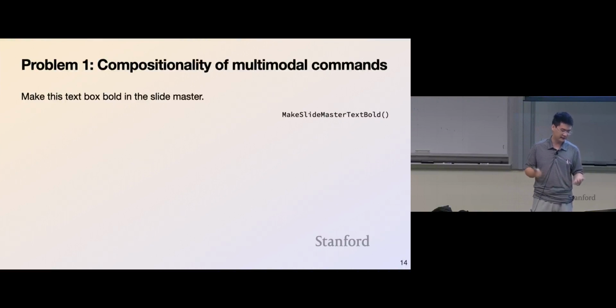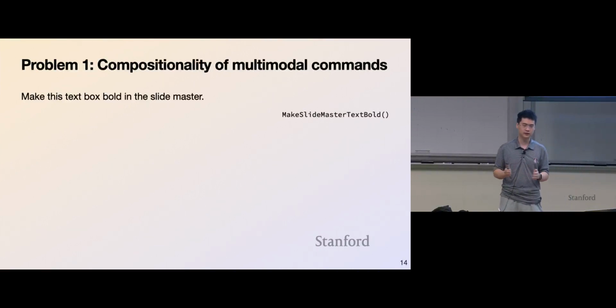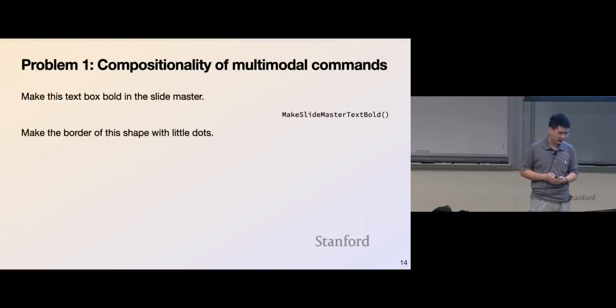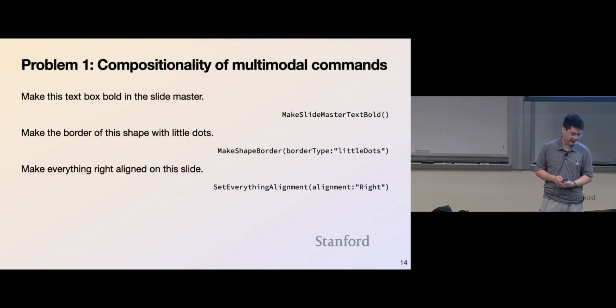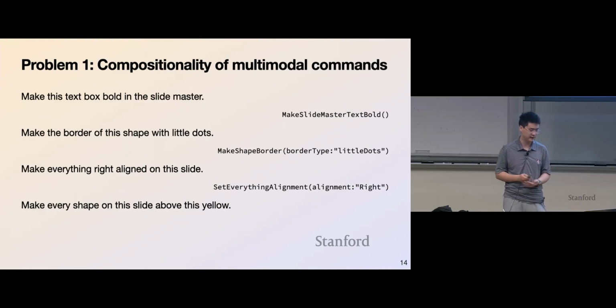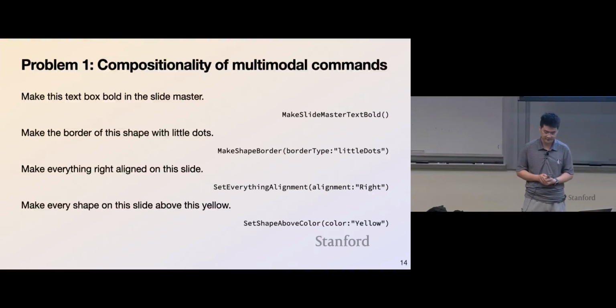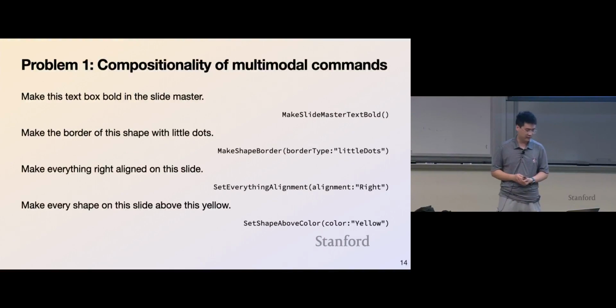So if you say, "Oh, make this text box bold," then maybe you need one function to make a text box bold in the slide master. If you make the border of the shape with little dots, maybe you need another function with a parameter for changing the border shape to a specific kind of border type. Or make everything right aligned, you need another function for that. Make every shape above this do something, you need another function for that. So this is pretty typical, right?